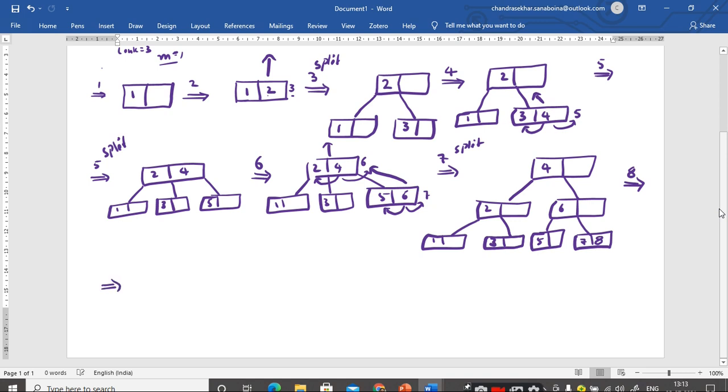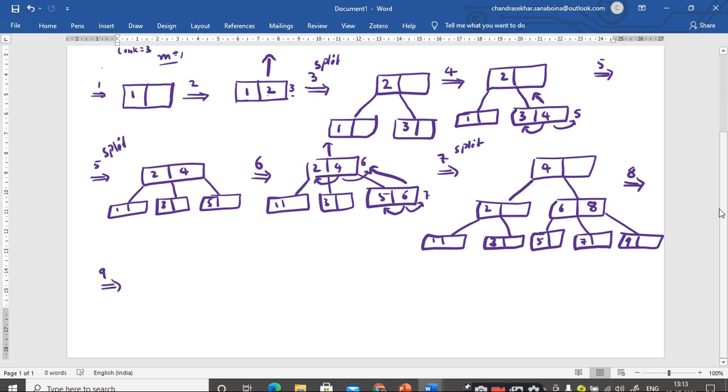Yes, sir. Now tell me what happens if I insert 9 here. So where should I insert 9? So I should place 9 here, right? But since the node has reached the maximum values, I should push 8 to its parent node. Therefore, I remove this. I push this 8 here. Right. So what happens here? The 9 becomes the right child of 8. Am I right or not?